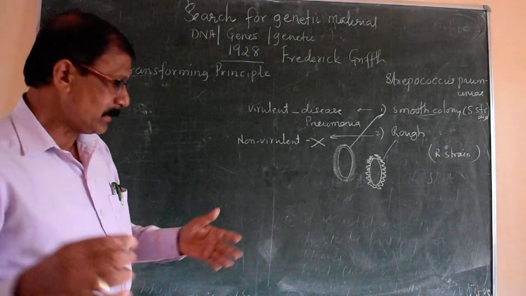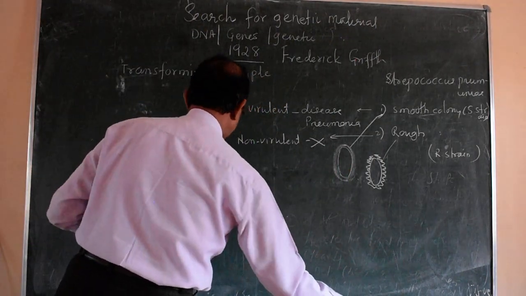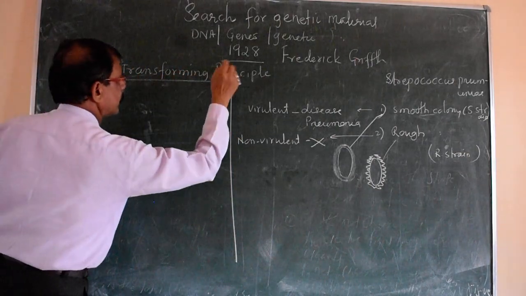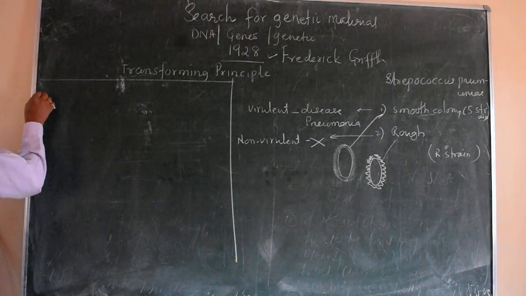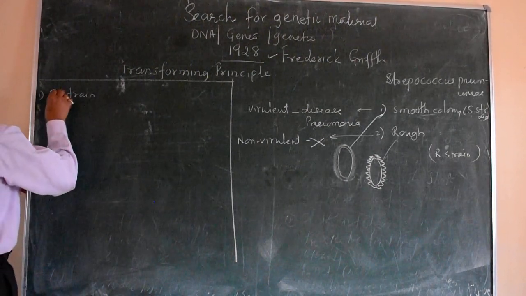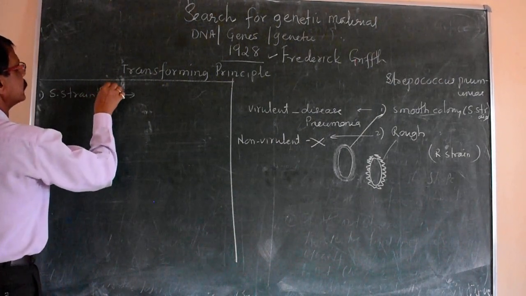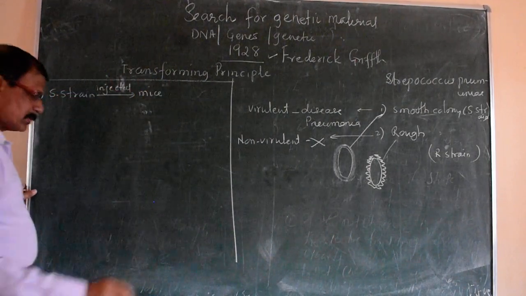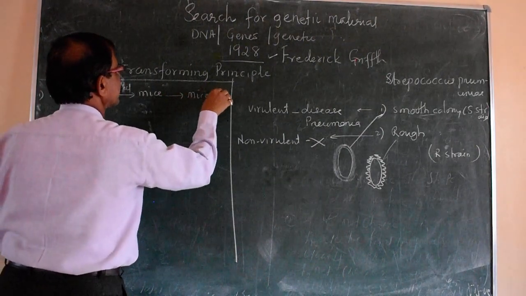Then what he did is, here you see once again, in his experiment, Frederick Griffith, in the first instance, injected S strain into mice, and the mice died.